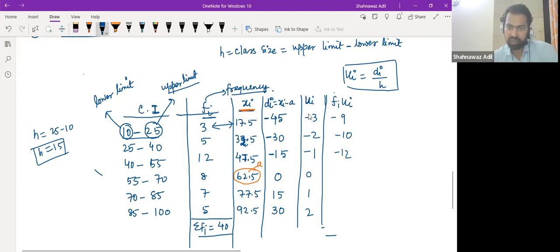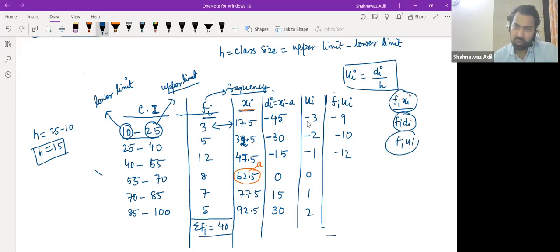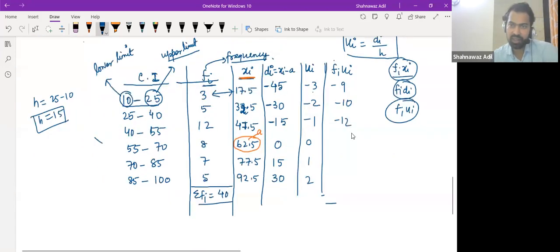So similarly, we calculate all the ui. And you see that now we have to multiply. In the first example, you saw that multiplying fi by xi gave a big number. Then we saw that fi di is also a big number. Now let's see what fiui is. You only have to multiply 3 with 3, 2 with 5, 12 with 1. So this much simplification has been done, right? That is why this step deviation method is the easiest one.